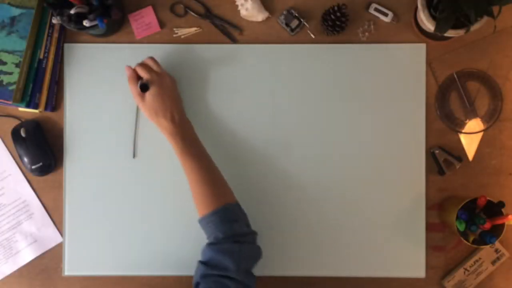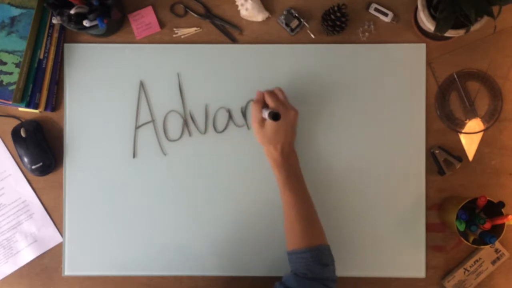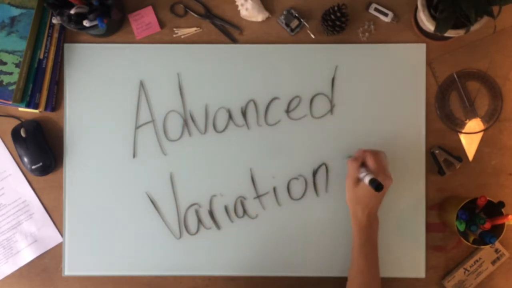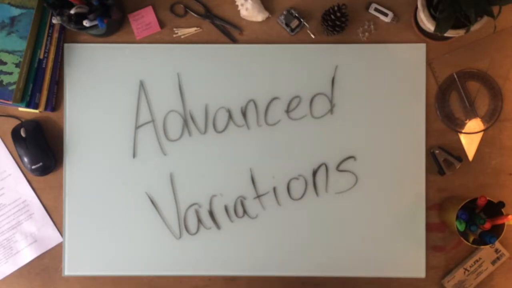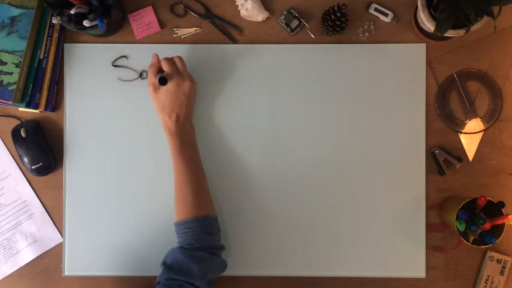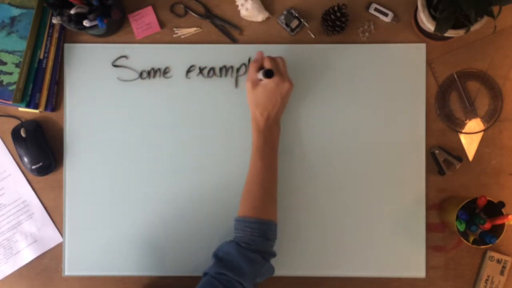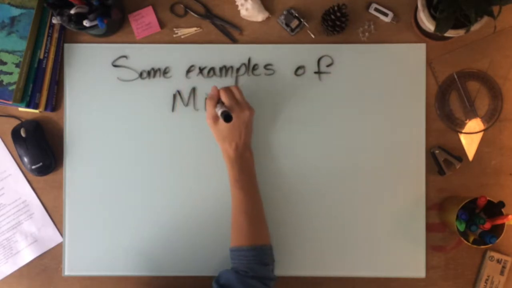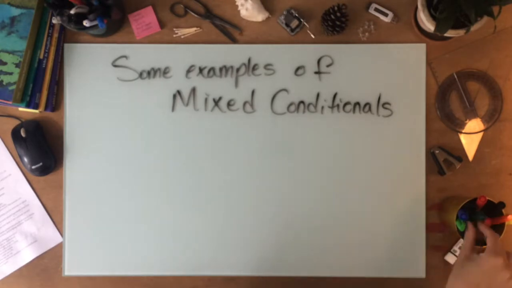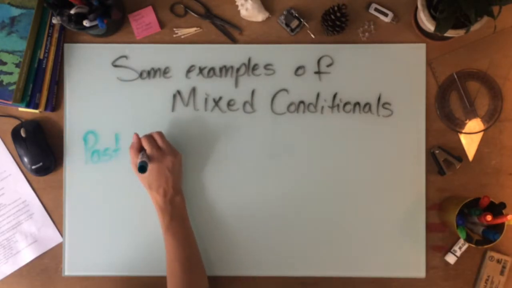Okay, so now that you've got a basic idea from watching the first video on conditionals, it's time for me to explain to you some advanced variations on those basic formulas. So those basic formulas, the 0, first, second, and third conditionals, are actually not so set in stone. We can mix them together to create new meaning. So let's look at a couple examples.